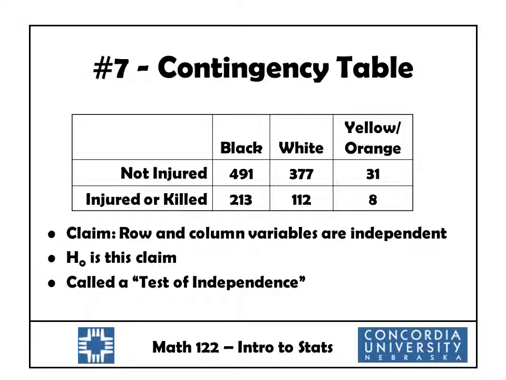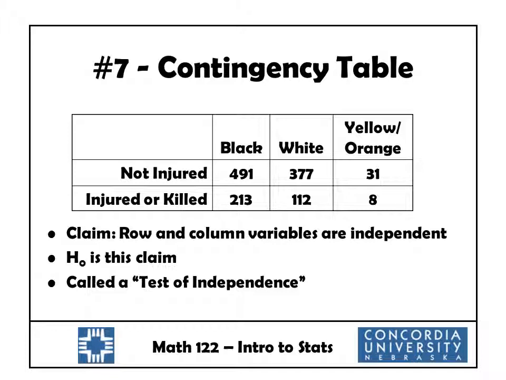Test number 7 is what we call contingency tables. In a contingency table, we have two different variables. One we call the column variable, the other is called the row variable, and our data are observed frequencies of those different categories. So the example we did in class was the color of motorcycle helmets, either black, white, or yellow and orange, and then whether the person was not injured or killed. So our column variables are the color of the helmet, the row variables were either injured or not.